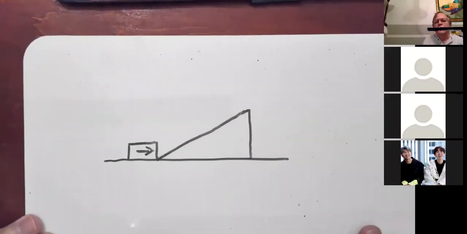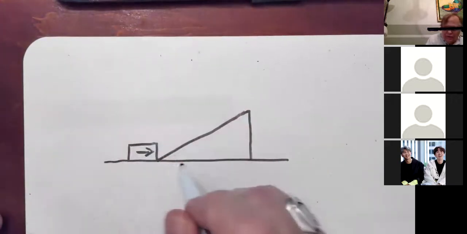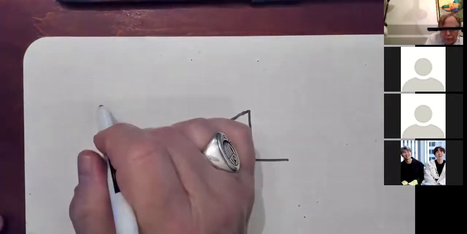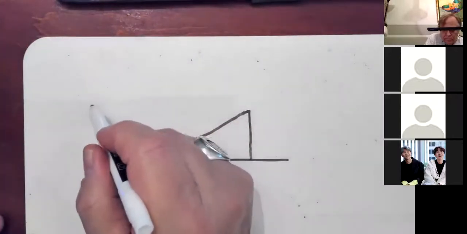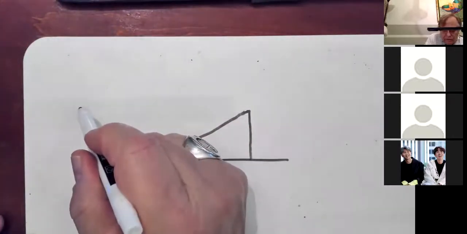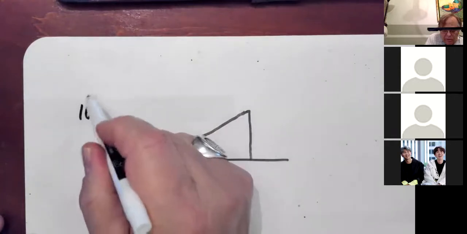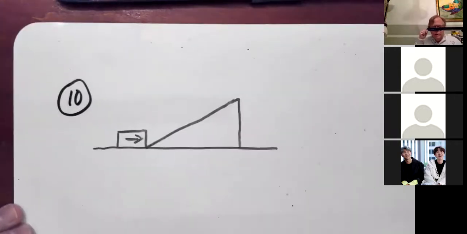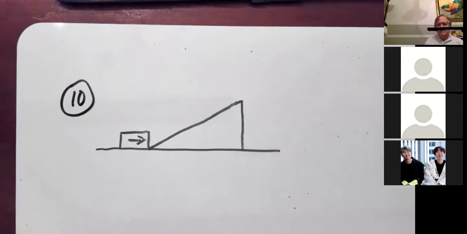All right, so I'm going to start all over. We've got this crate, and this is which number on the worksheet? This is number 10, the last one. Okay, read the problem to me again.